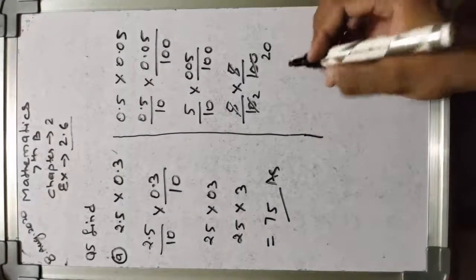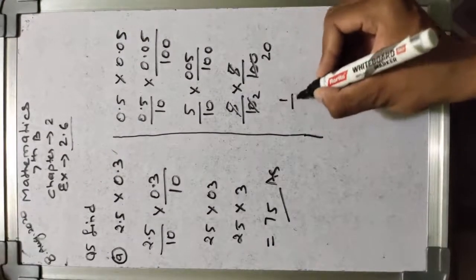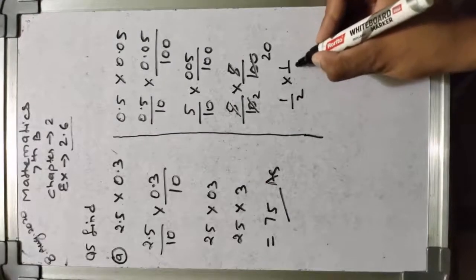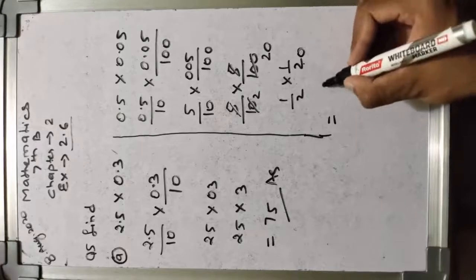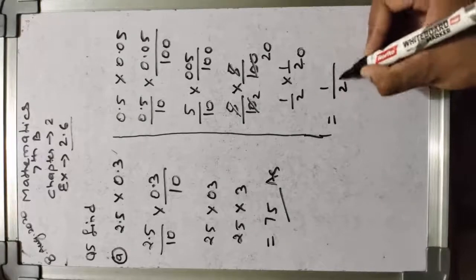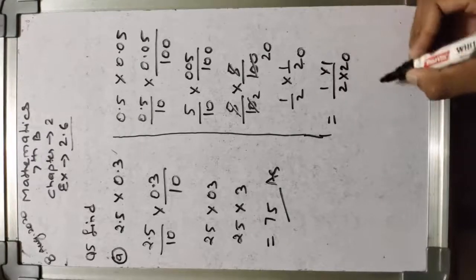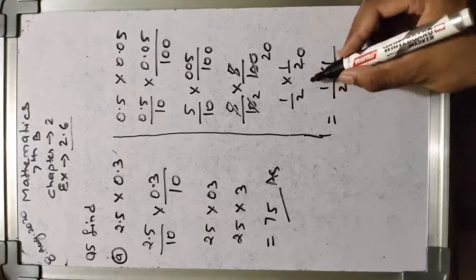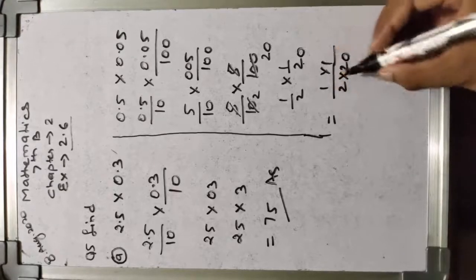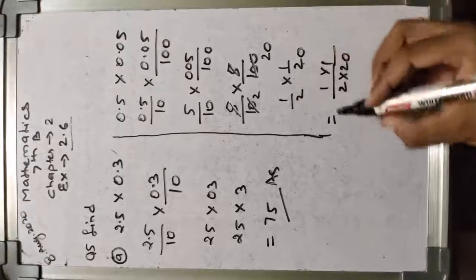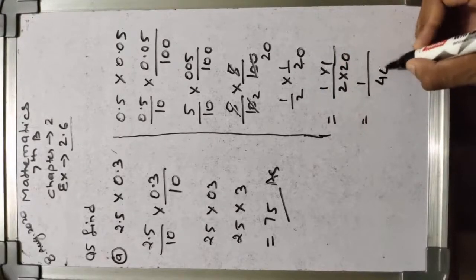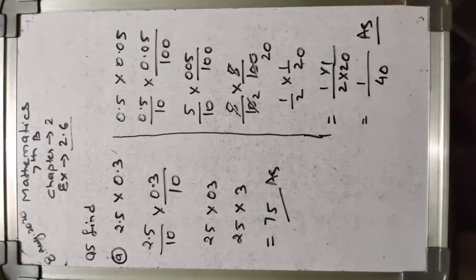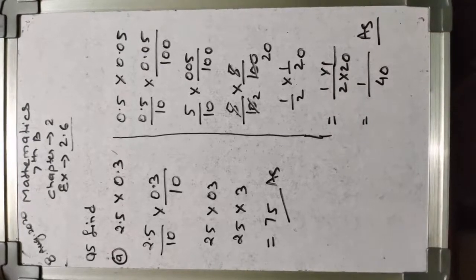Okay, 20 into 5 is equal to 100, so it will become 1 upon 2 multiplied by 1 upon 20. Okay, so these two numbers are in multiplication and both are in the denominator, so it will become 20 into 2, 40. So this is your answer, 1 upon 40.